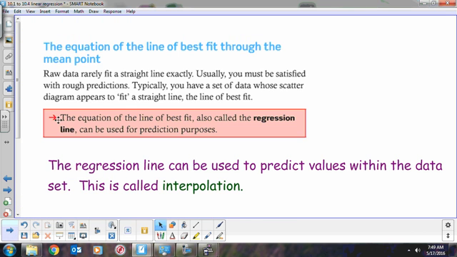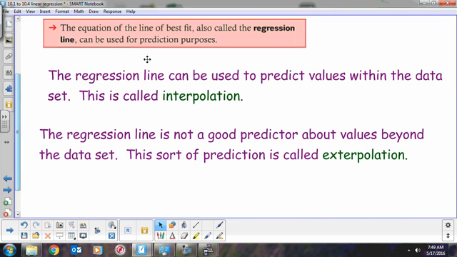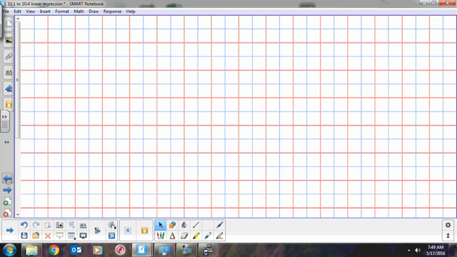All right, so now, the equation of a line of best fit through the mean point. Raw data rarely fit a straight line exactly. You must be satisfied with rough predictions. Typically, you have a set of data whose scatter diagram appears to fit a straight line or line of best fit. That is called your regression line, the line of best fit. Now, this is important for those of you who are doing this. A regression line can be used to predict values within the data set. It's called interpolation.